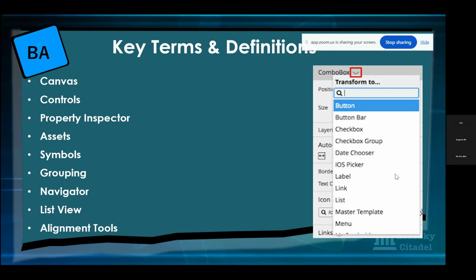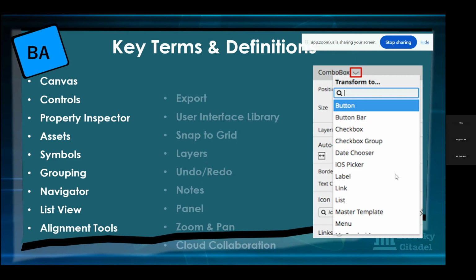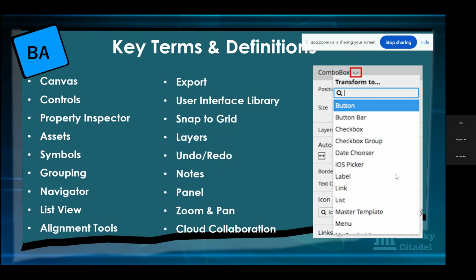Each one has a property inspector, so you can move things around on that particular control or element. Assets, symbols, groupings, you navigate, you can list the alignment tools you can use. There's so much. You can export it. I've talked about the UI library where all the controls are. There's a grid that comes with it, so you can align.